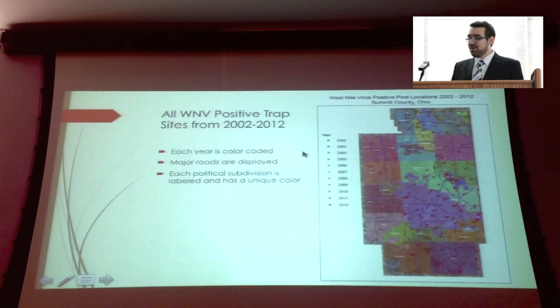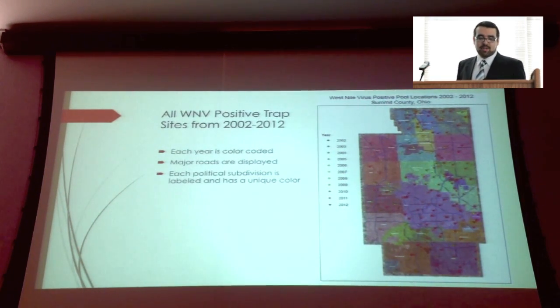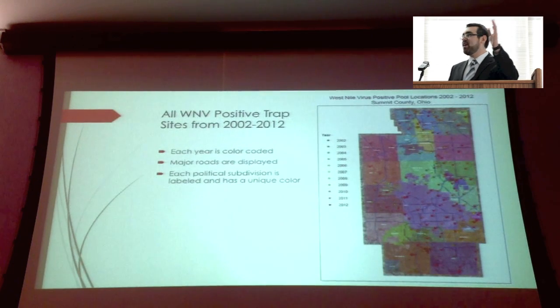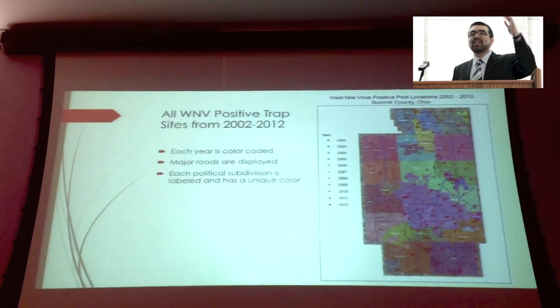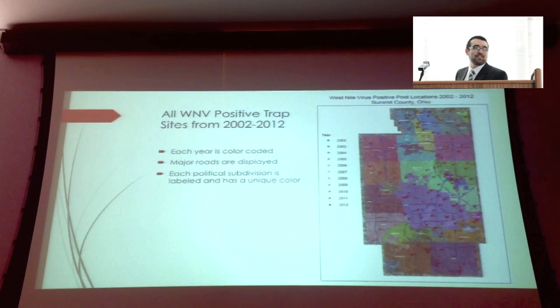So I have produced a very large map, which is right behind me, of all of the West Nile virus positive sites from 2002 through 2012. Each year is color-coded, starting with a dark green for 2002, changing to yellow in 2007, then to orange in 2010, and becoming red in 2012, just to provide a gradient to show the years. So we can just pass this around to look at. Your handout showed it as well, but it's easier to look at this large map.